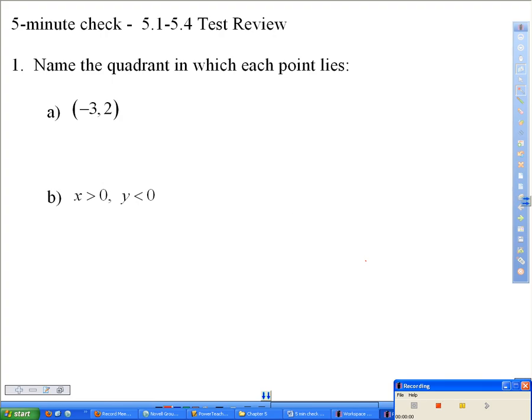This is the 5-minute check for the 5.1 to 5.4 test. Number 1 says name the quadrant in which each point lies. On A we have negative 3, 2.